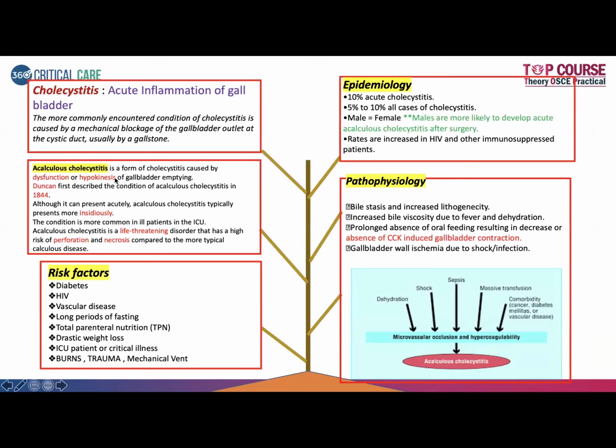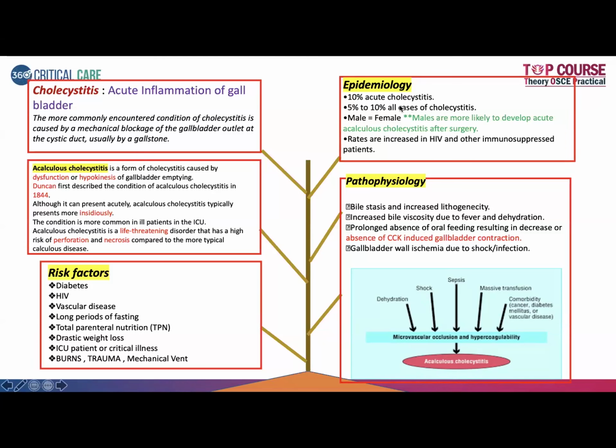It is mainly due to hypokinesis of the gallbladder wall, which results in incomplete emptying or retention of the gallbladder content, which forms a hyperdense content or a sludge. Okay, this is a form of cholecystitis caused by dysfunction or hypokinesis of the gallbladder emptying. So this usually occurs insidiously. It is a life-threatening disorder. It can result in perforation and necrosis also.